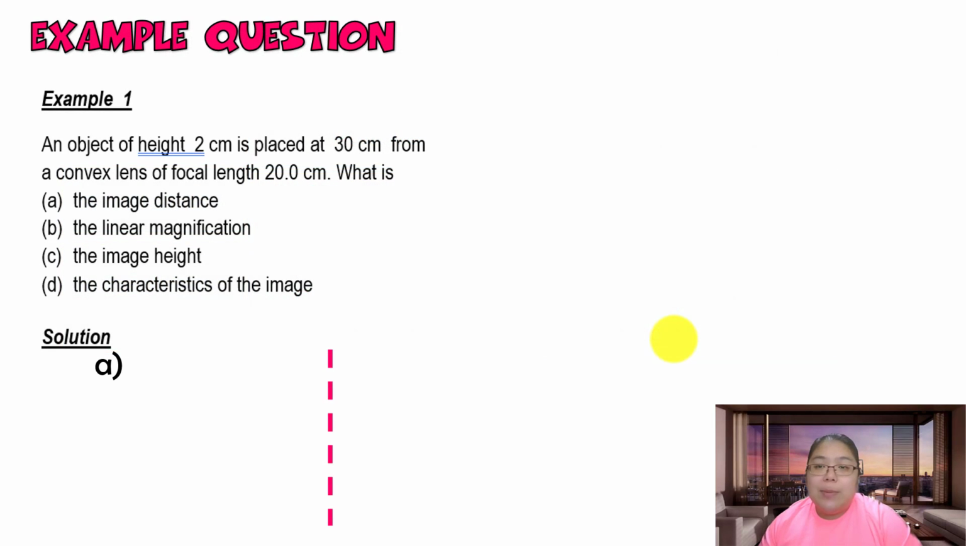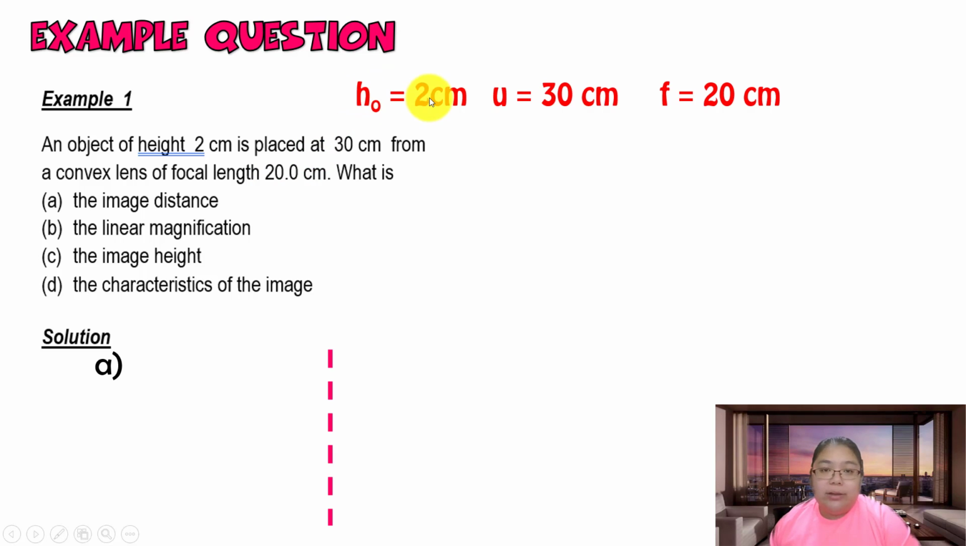Okay, we try some example questions. Let's see this one. The object height is 2 cm. They place it 30 cm from the convex lens, focal length is 20. So when we start, we write the info first. From here we know the object height is 2 cm, object distance 30 cm, focal length 20 cm.